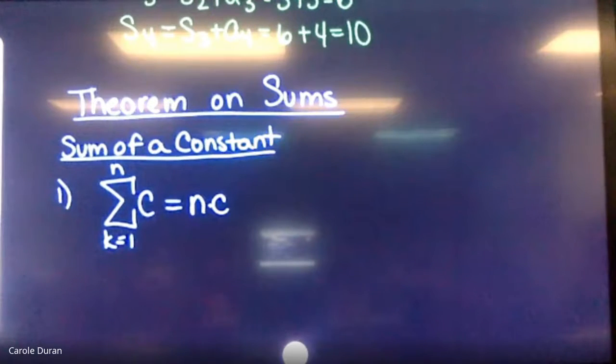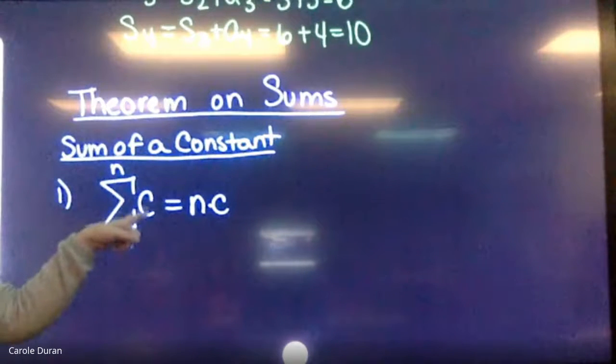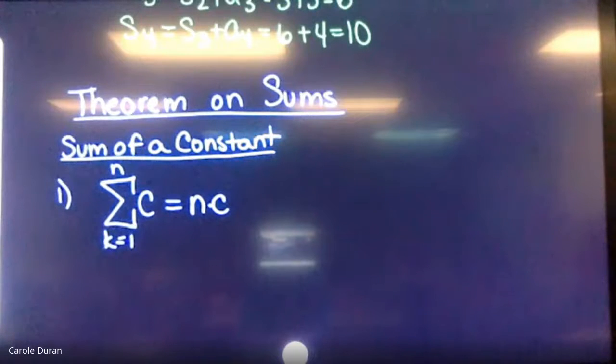So if I'm taking the summation of a constant value such as 4, my answer is going to be this number times whatever my constant is. Does that make sense? Because we're technically adding c n number of times. Everyone okay with that? So if it's given to us like that, we just multiply it. Correct.